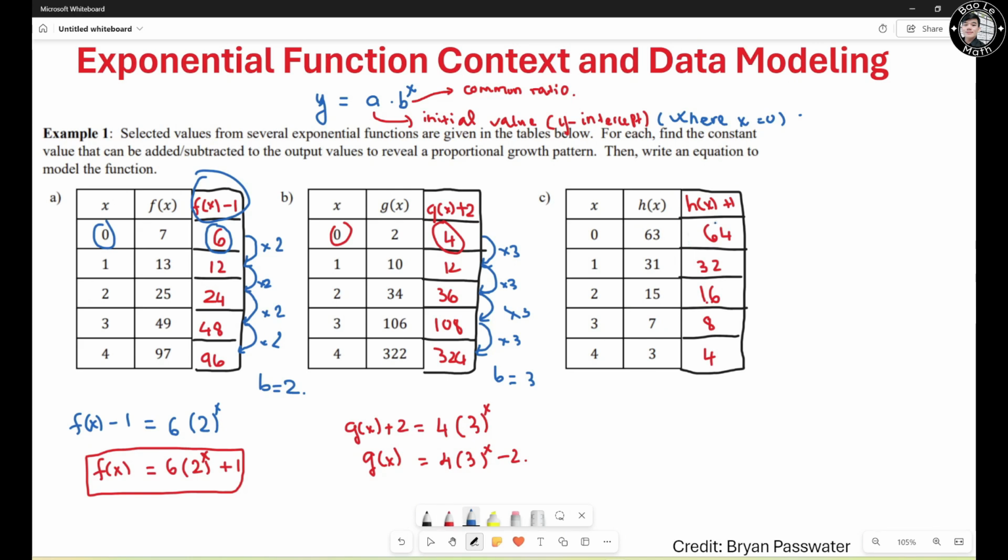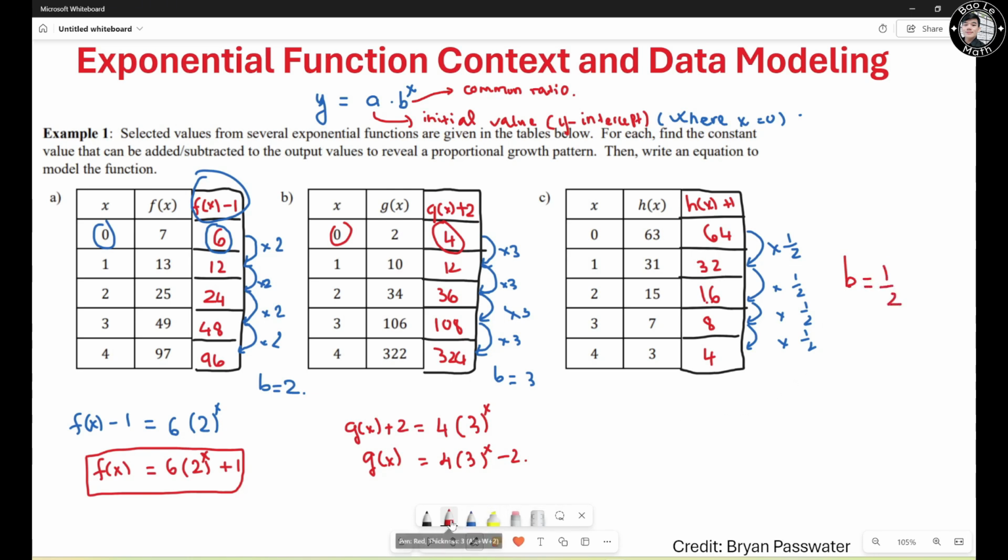We see that in order to get 32 from 64, we need to multiply by 1/2. And this one, multiply by 1/2. Every single time, we multiply by 1/2. So 1/2 is the common ratio, so b equals 1/2.